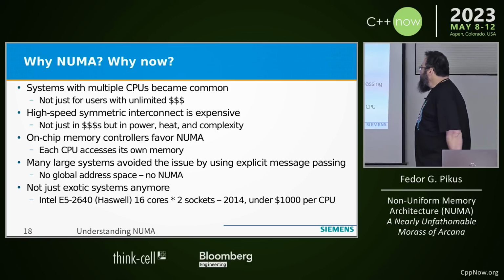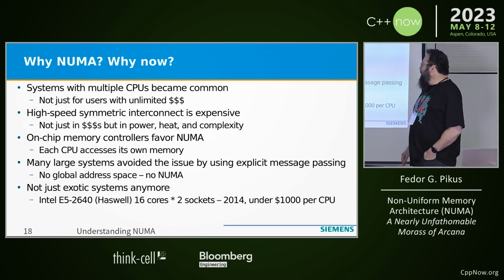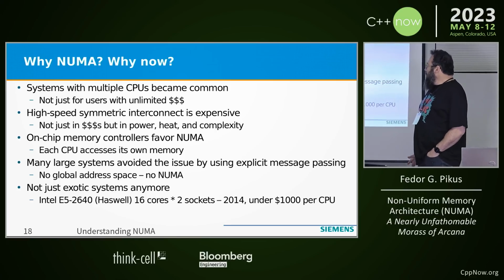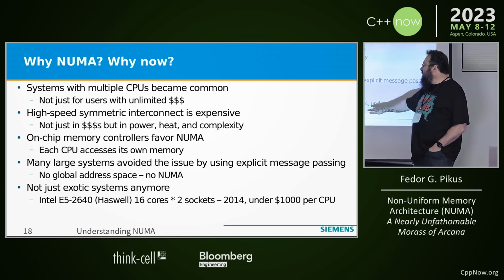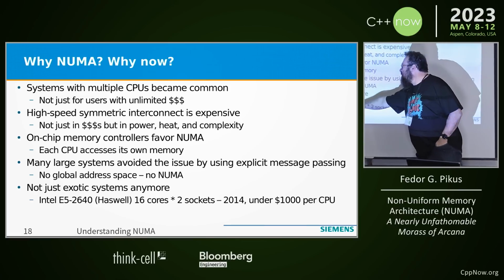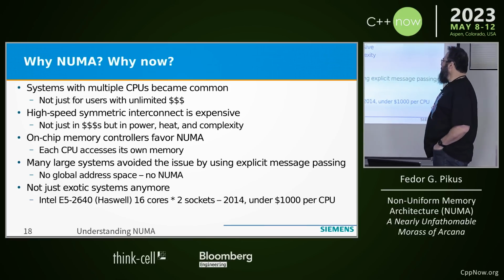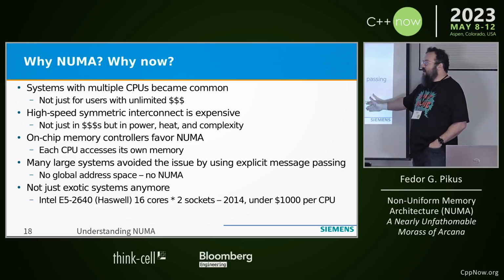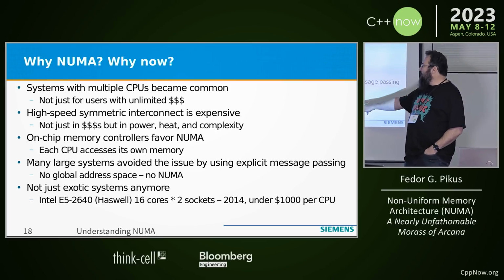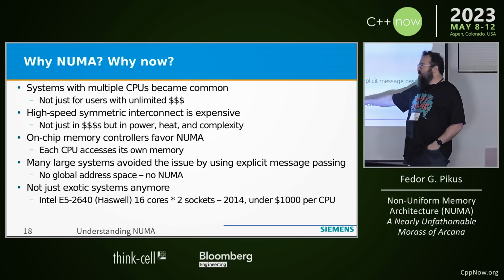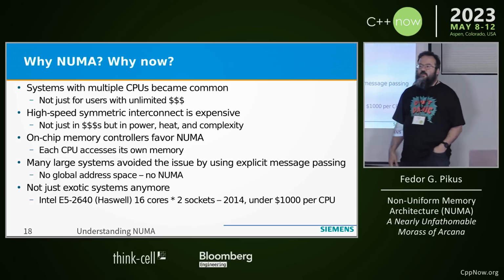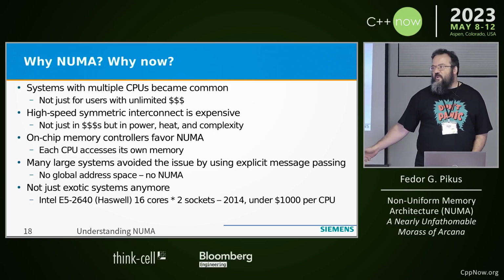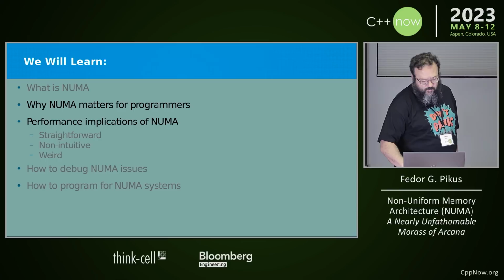Now, on the other hand, the NUMA systems are fairly mainstream. So this is a very common CPU. It's about 900 something today. And it typically goes into two-socket systems. It's designed for two-socket motherboards. And it has an on-chip memory controller, so it will be a NUMA system.